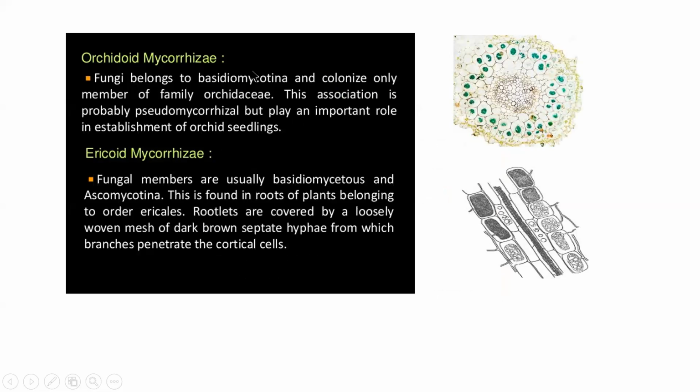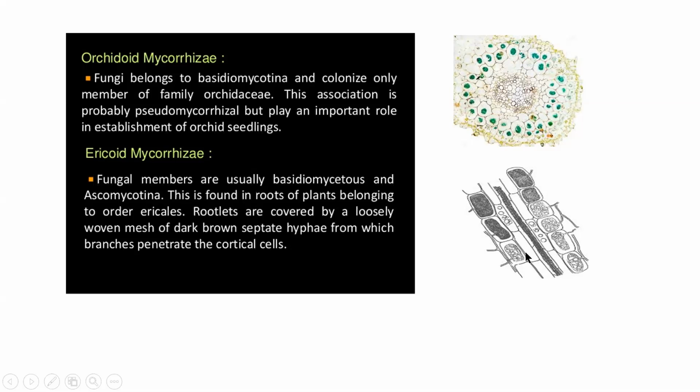See, orchidoid mycorrhiza: in this the fungus belongs to basidiomycota. They belong to the class basidiomycotina, and they colonize only members of the family Orchidaceae. So you have heard of orchid plants. Only those plant roots will be infected by a specific mycorrhiza called orchidoid mycorrhiza. It plays an important role in the establishment of orchid seedlings. So it helps the orchid seedlings to grow faster. So this is purely an endomycorrhizal association. You can see the fungi growing within the cells of the orchid roots.